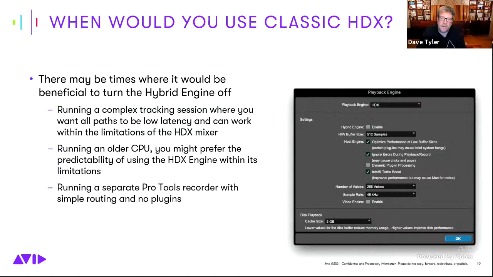You could run the hybrid engine and put all tracks into DSP mode, but why not just turn the hybrid engine off and use the HDX card in classic mode, so everything's running on the DSP. That's definitely something you might want to do. If you're running on a very old CPU, you might prefer that predictability we talked about of using the HDX engine within the limitations we've discussed.